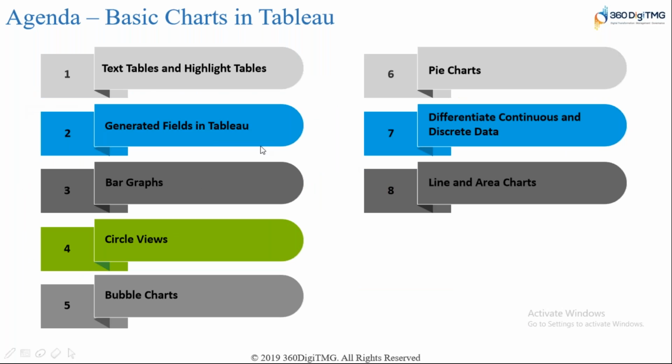Now, proceeding to module 3, where we will be looking at some basic charts in Tableau. We begin with text tables and highlight tables, generated fields, bar graphs, circle views, bubble charts, pie charts. Differentiating discrete and continuous data is something we have done, and we look at line and area charts. This is the agenda for module 3. Now, do you all have Sample Superstore and have you all installed Tableau, either Public or Desktop, whatever you're working on? Anybody who does not have Sample Superstore yet?